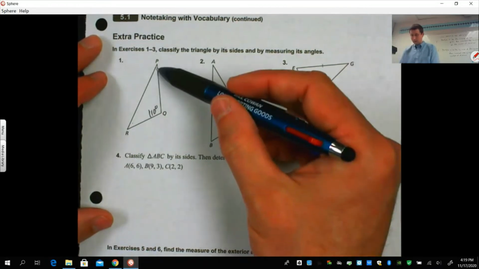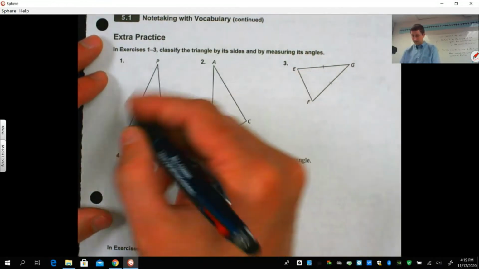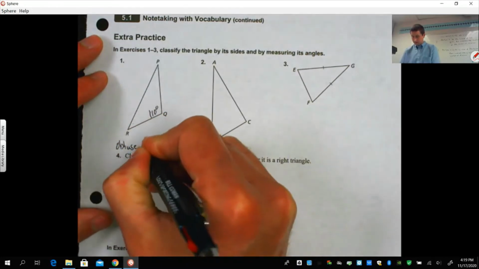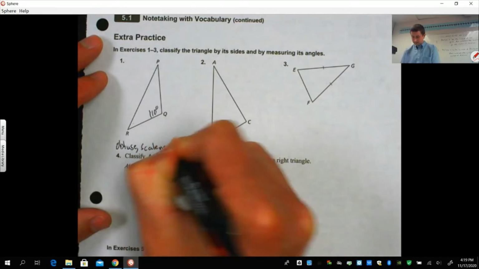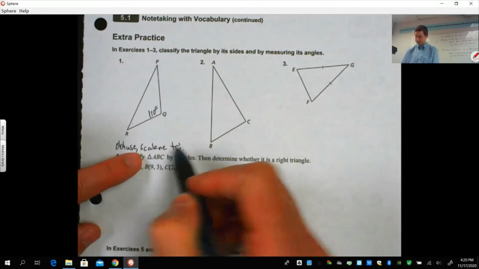We don't have any markings on here, so we're going to assume they are three different sides. So we have an obtuse scalene triangle. So we have an angle, a side, and then a triangle word.